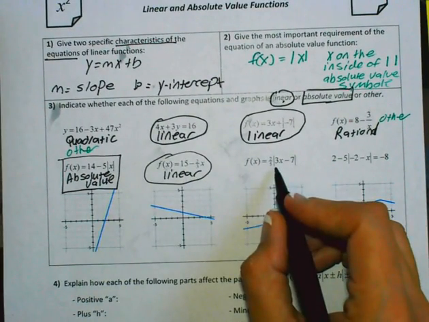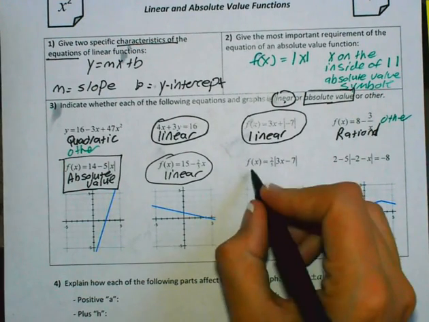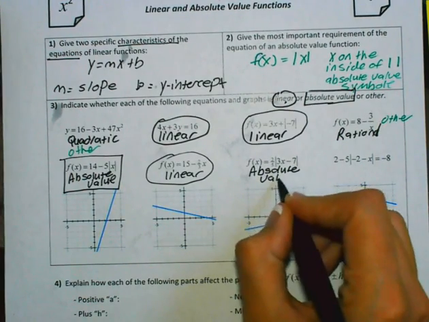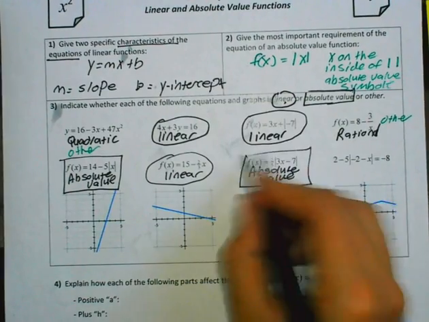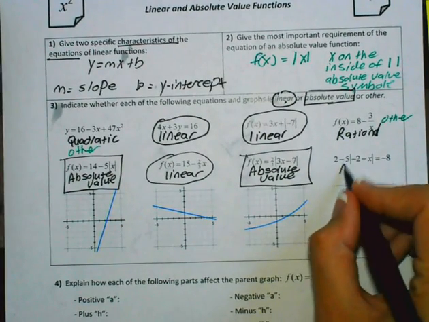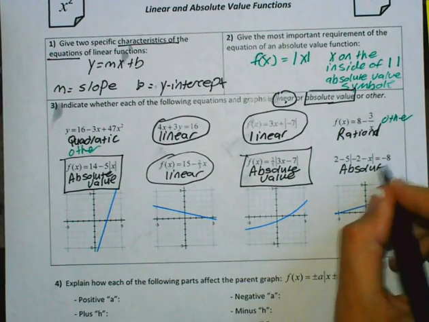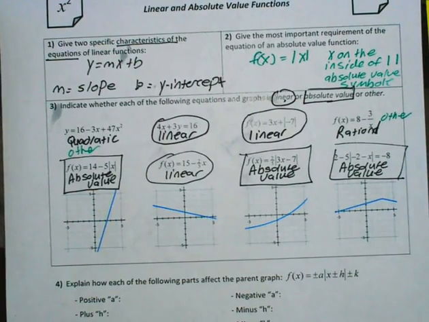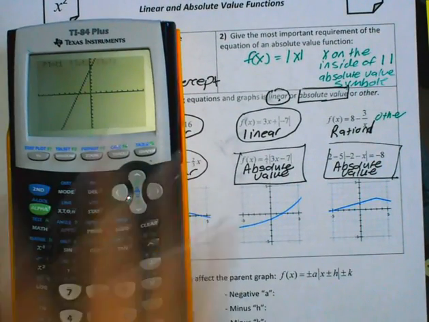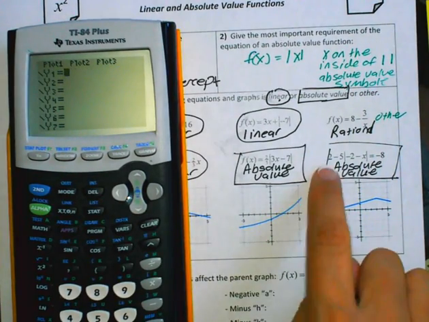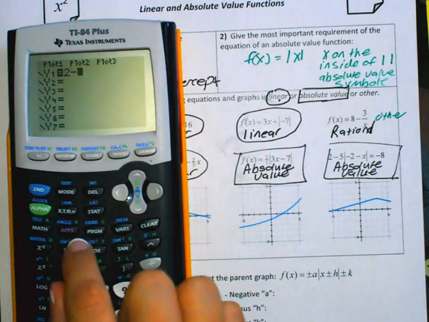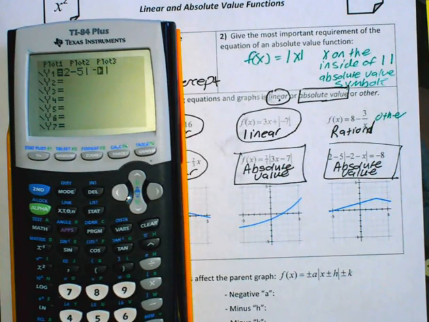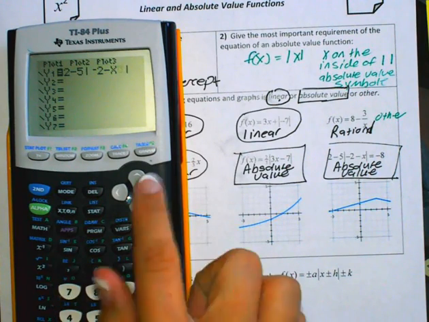Okay, this one right here. Notice the x is on the inside, so this is absolute value. This one right here is also absolute value. Again, if you're unsure on any of these, put them into the calculator. So let's do this one right here. 2 minus 5, absolute value of -2 minus x. Arrow out.